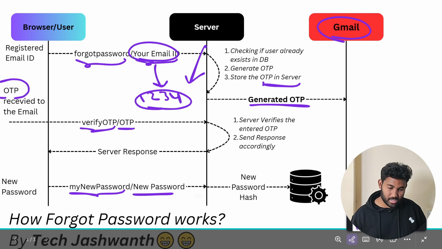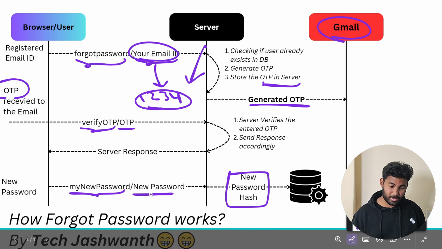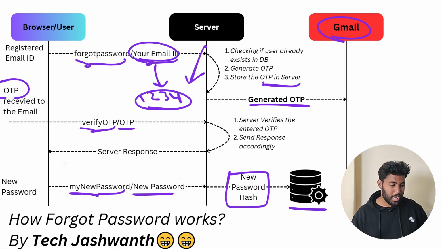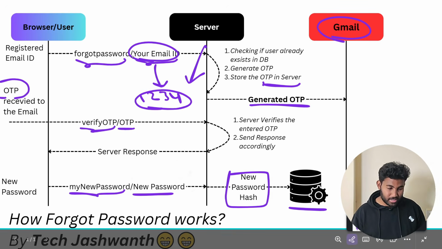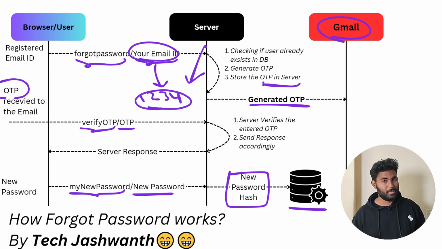Once our server receives the new password, it will generate the hash for this new password, because we will not store the plain password in our database, and we should not store it for that matter. The new hash will be generated for this new password, and that hash will be stored in our database. It will simply update the old password with this new password for this particular email ID. After that, the user will be able to log in only with this new password. If he enters his old password, the hash will not match and the user will not be able to log in.